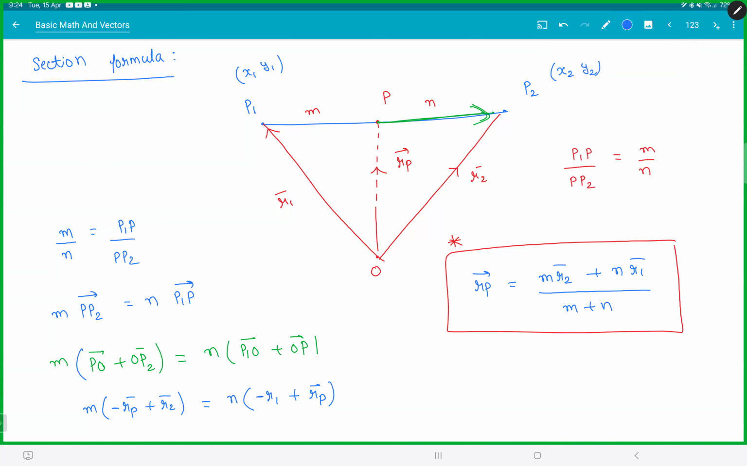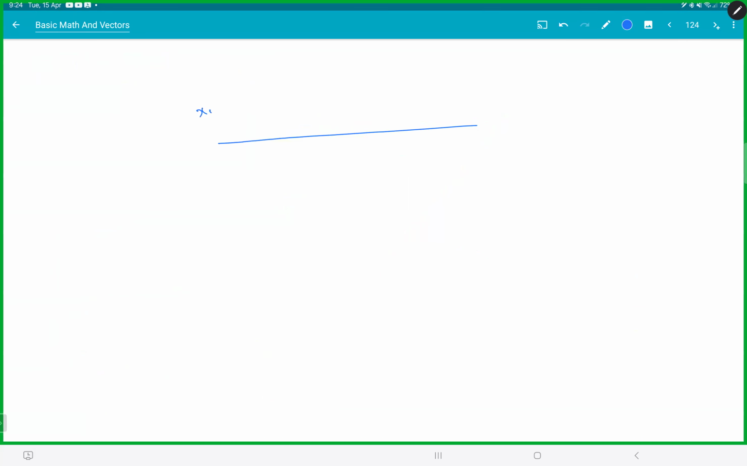Using triangle, but there's a much better way. This is too long. What is a much better way? If I know x1, y1, if I know x2, y2, if this is m and n, what is the x coordinate of this? M into x2 plus n into x1 by m plus n, right? I can find the coordinates of this point directly, and then I can finish off with a vector. You can do that way also. That also works.